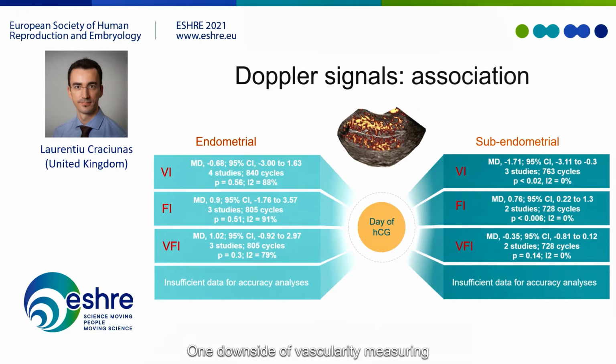One downside of vascularity measuring is that there is no standardized way to do it, so it is very operator dependent. I have presented here data for the most commonly used markers of vascularity for both endometrium and subendometrial space as measured on the day of the HCG injection. VI stands for vascularity index, FI stands for the flow index, and VFI stands for vascularization flow index. They all measure how well the tissue is perfused.